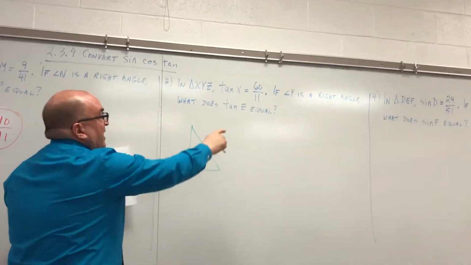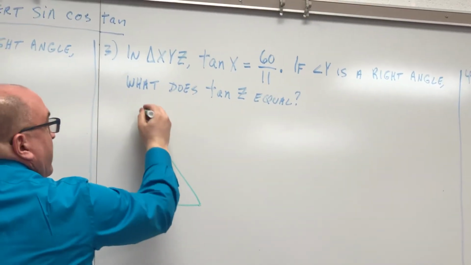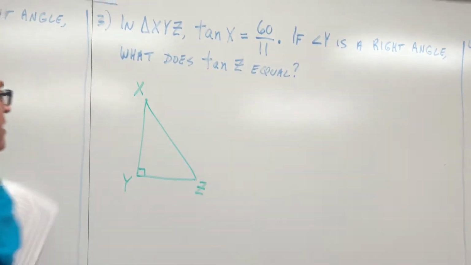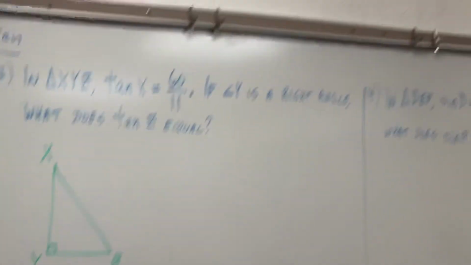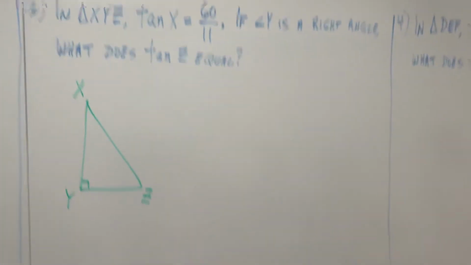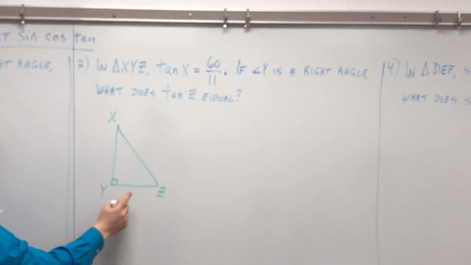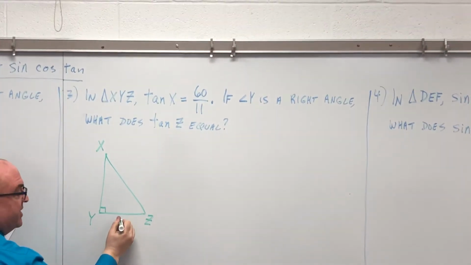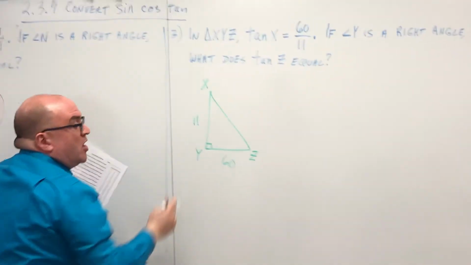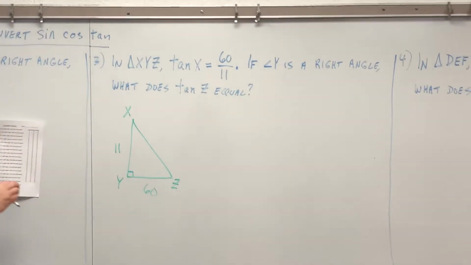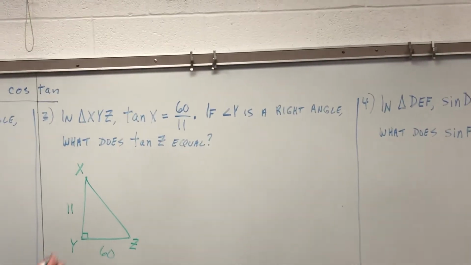I'm going to draw another right triangle. It says Y is the right angle. I'm going to put Y here. Triangle XYZ. I'm going to put X here and Z here. Tan X is 60 over 11. What's tan? Opposite over adjacent, right? What's opposite X? Here, right? 60. What's adjacent? Is that here? No. Here, 11, right? One more time. Look for 60 and 11 in the same row. 61, right? So 61 goes here.